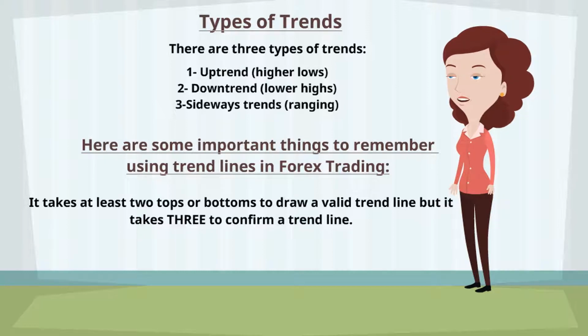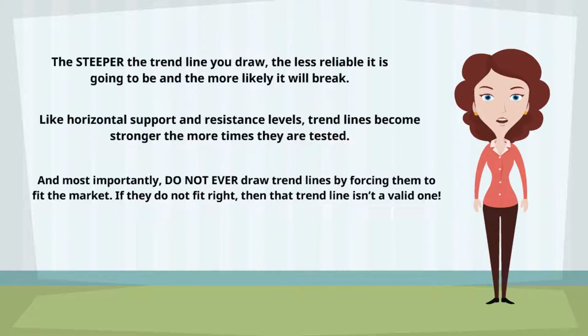It takes at least 2 tops or bottoms to draw a valid trend line, but it takes 3 to confirm a trend line. The steeper the trend line you draw, the less reliable it is going to be and the more likely it will break. Like horizontal support and resistance levels, trend lines become stronger the more times they are tested. And most importantly, do not ever draw trend lines by forcing them to fit the market. If they do not fit right, then that trend line isn't a valid one.